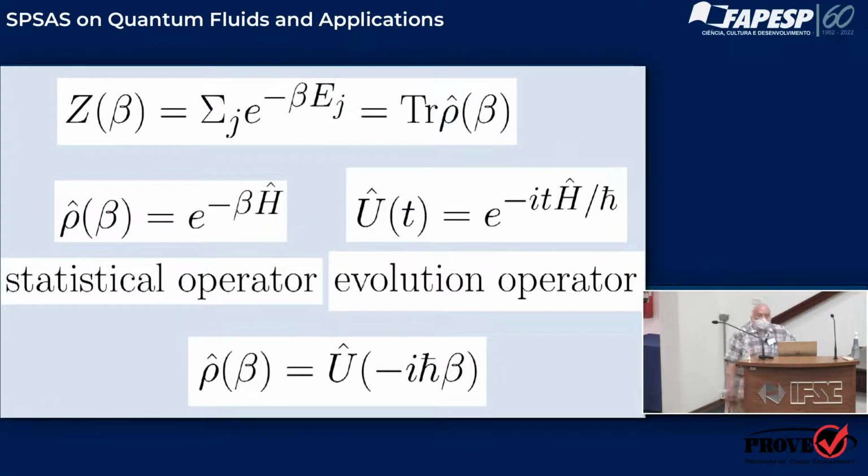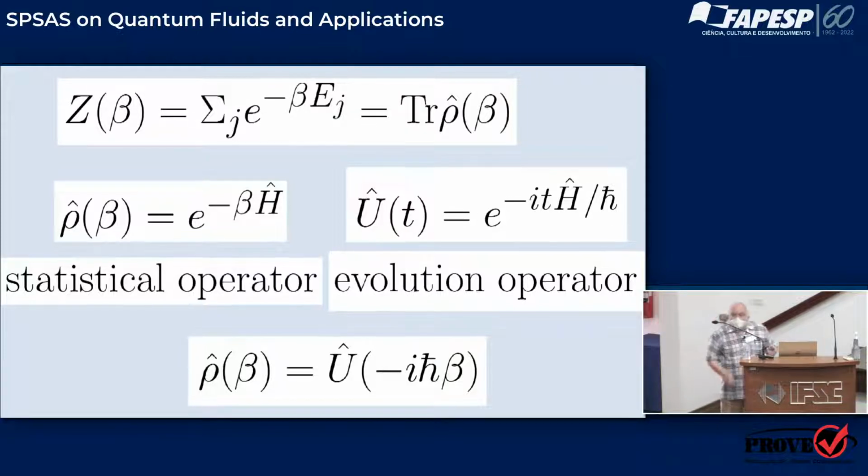Now, how can we calculate in a more simple way? This is the statistical sum. What is this sum? This is nothing but the trace of the thing which we know as the statistical operator. Here is the exponential of the Hamiltonian multiplied by the inverse temperature. And now let us look at another operator named the evolution operator, also the exponential of the Hamiltonian, but multiplied not by beta, but by minus i t, on the time t.